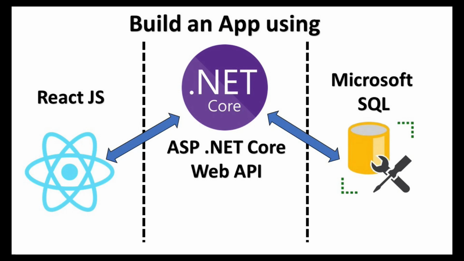In this tutorial, you will learn to create a full-stack web application from scratch using Microsoft SQL Server for the database, .NET Core Web API for the backend, and React.js for the front end. We will first start with creating the necessary tables in Microsoft SQL Server, then create the Web API project with the required REST API endpoints. Finally, we will use React.js for creating the front end.